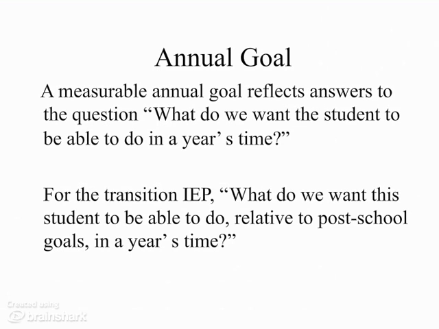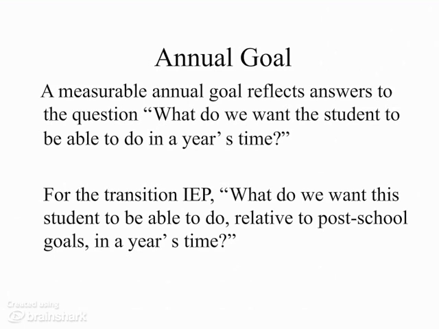I talked about how an annual goal is a little bit different in an IEP than in a transition plan. In an IEP, we talk about annual goals as being what we want that student to be able to do in a year's time. Often that may be things like improve reading comprehension from 75% to 85% on a 10th grade level, whatever the case may be.